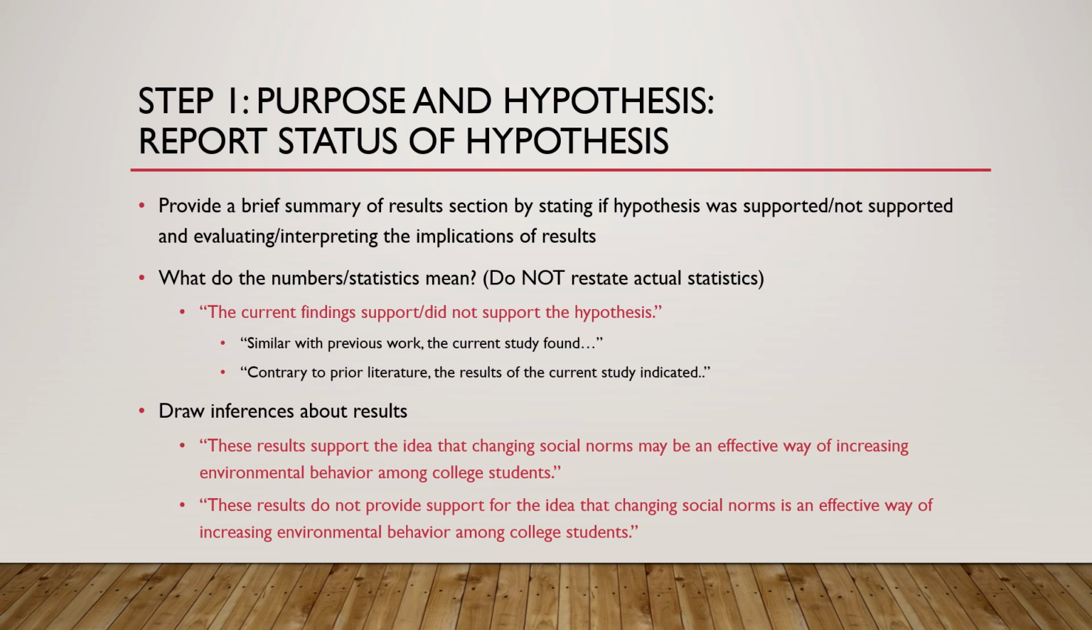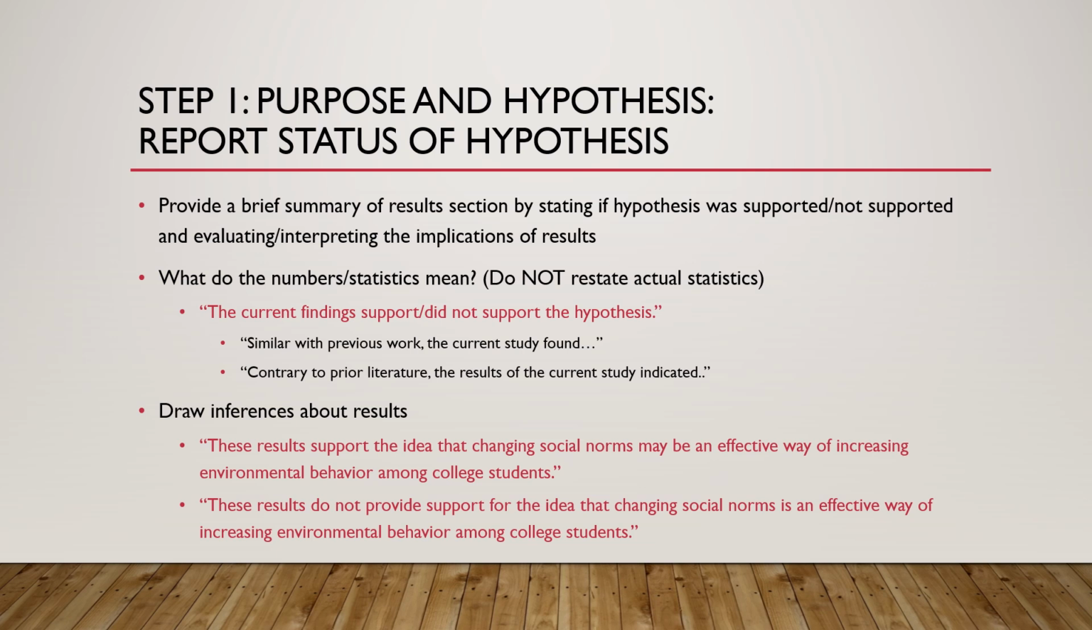You also want to make sure you don't use stats, but you still describe what the statistics meant. So you could say the current findings support or didn't support the hypothesis, and similar with previous work the current study found, or contrary to prior literature the results of the study indicated. Whatever it is, you want to convey whether or not your hypothesis worked and what your major finding was from that results section. You also in this paragraph can draw a brief inference about the results.